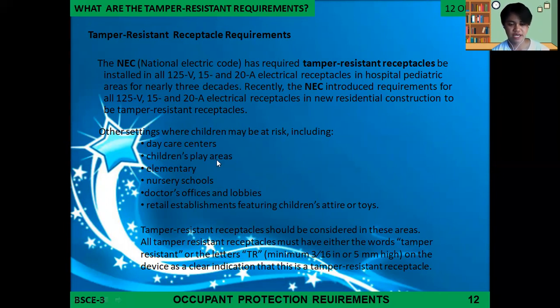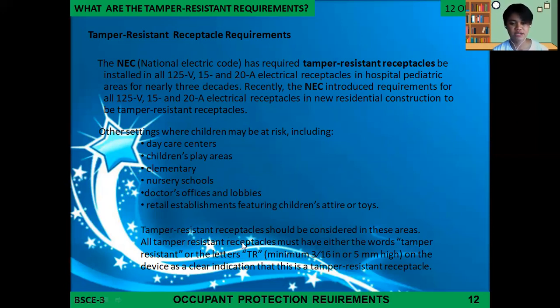Children's play areas, siyempre dito naglalaro yung mga anak natin. Elementary school, lalo dyan makukulit. Nursery schools, doctor offices and lobbies, retail establishment featuring children's attire or toys, isa rin yan sa na-require ng National Electric Code. Tamper-resistant receptacles should be considered in these areas.